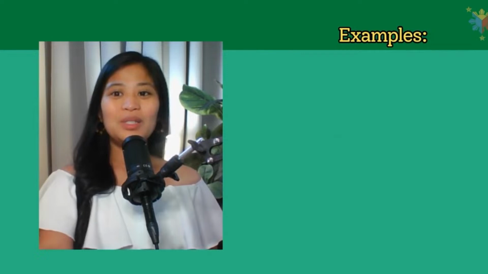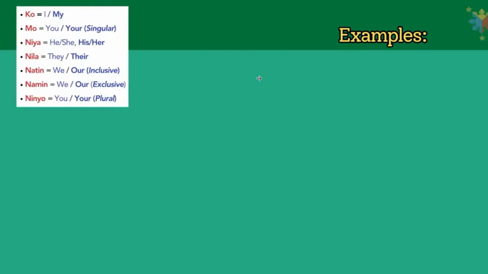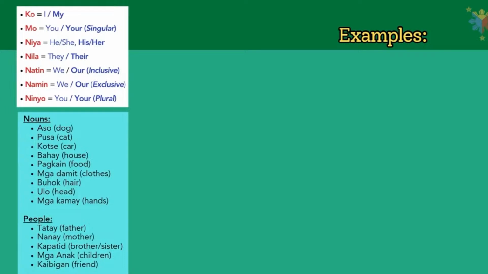All right, so let's do some examples. I'm going to go ahead and turn off my screen here. Now, in order to use these possessive pronouns in a sentence, we have to have a noun and an adjective. So we will learn some of these nouns and adjectives here. In this top left corner are the possessive pronouns we just learned. Now here are some nouns.